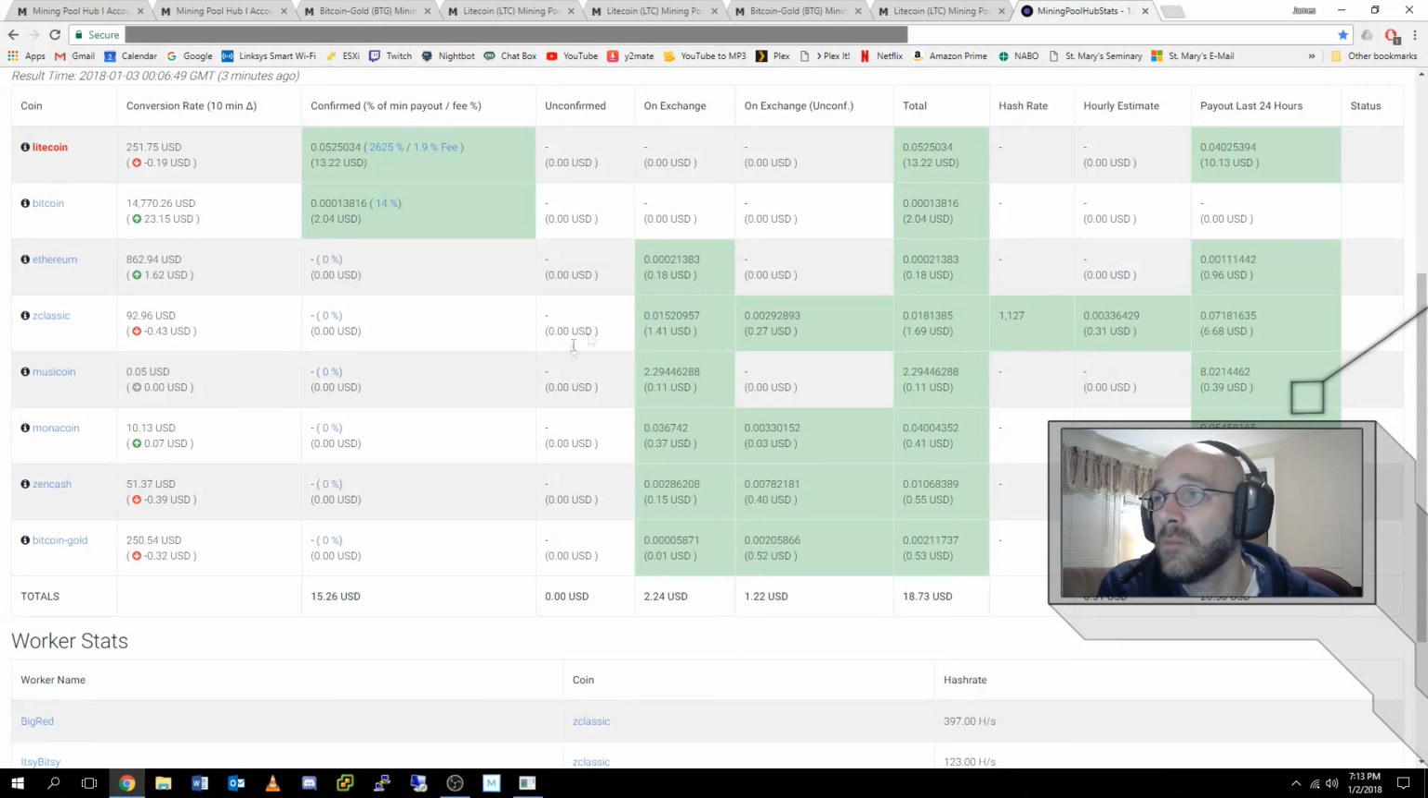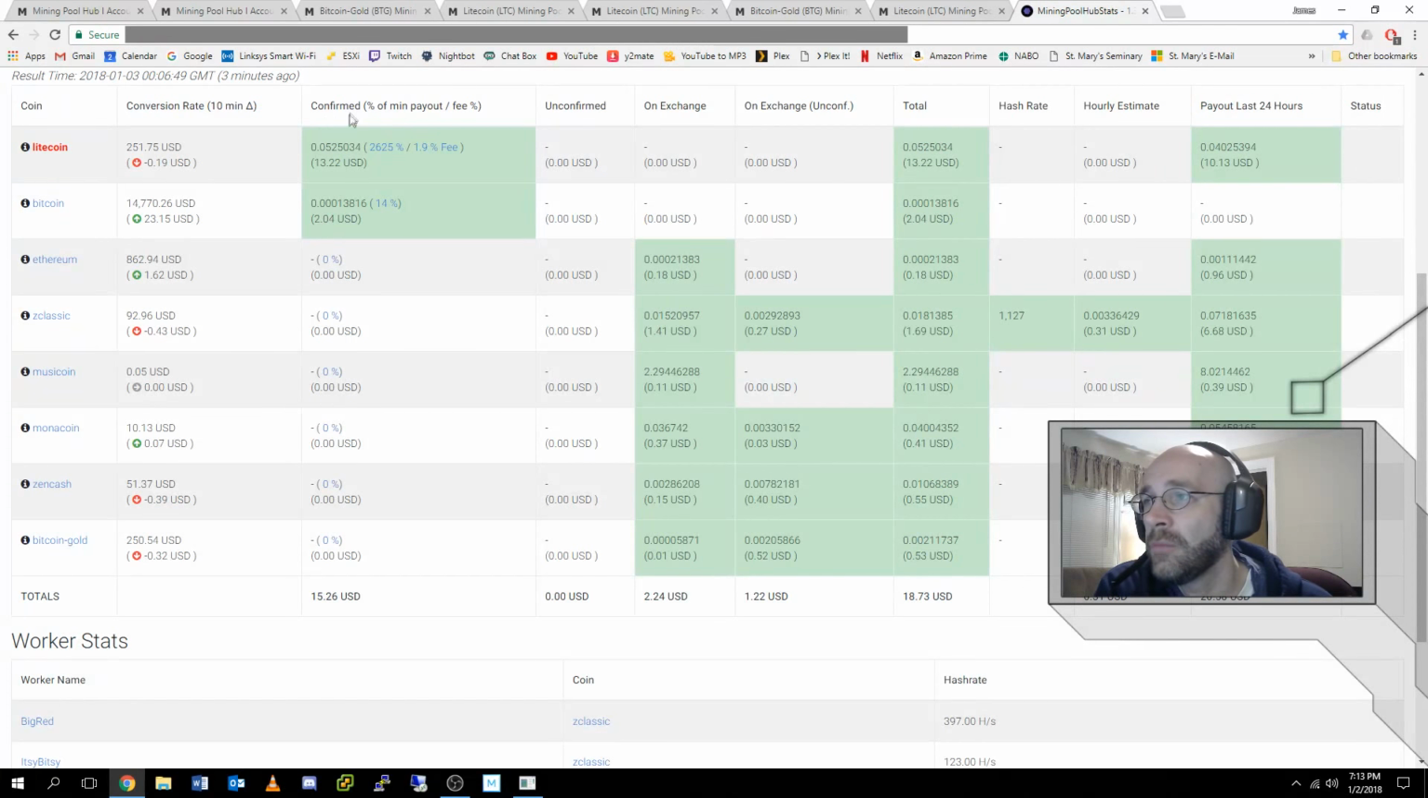All right, so just to put you at ease, you can't expect this to be the exact same number that you see on MiningPoolHub. In fact, most of the time what's on MiningPoolHub will be a little higher than what you see here. Anyway, here are all the coins, their conversion rates, which is really cool. It shows you in fiat currency what it's worth and whether it's up or down.